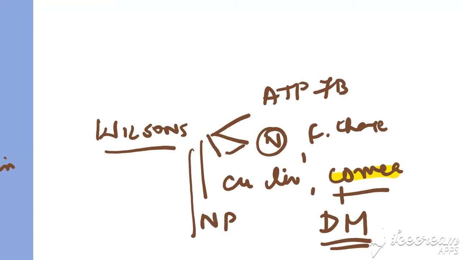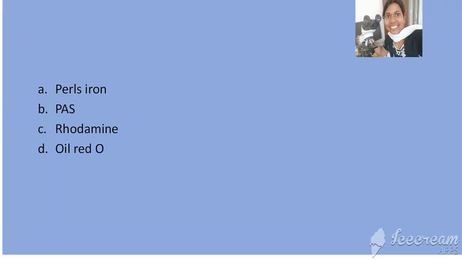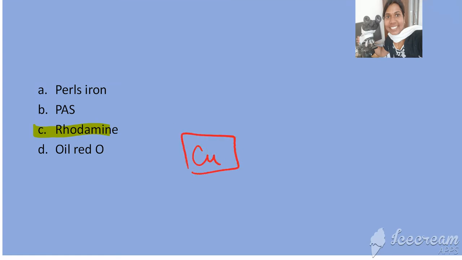So the treatment for that is you give chelating agents like zinc or trientine. So you can treat it by zinc or trientine. So now let's go back to the question. So the options are Perl's, PAS and rhodanine. So the answer here is rhodanine. So rhodanine is a special stain to highlight your copper. Okay, so copper can be highlighted by rhodanine.